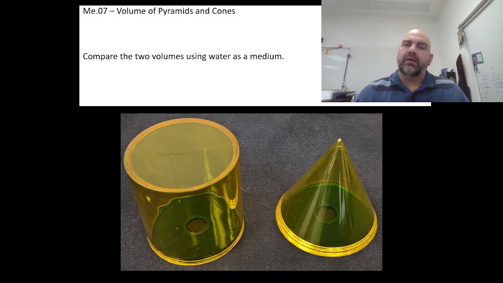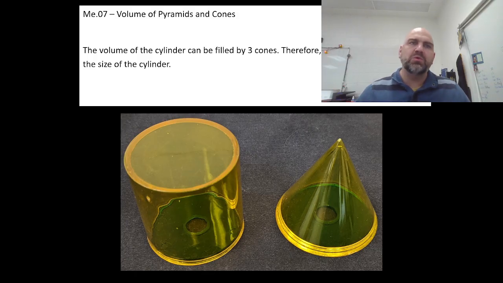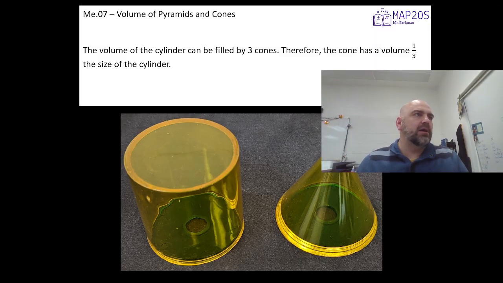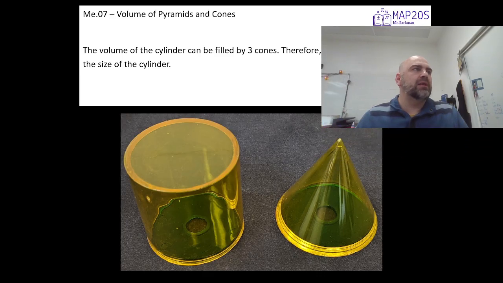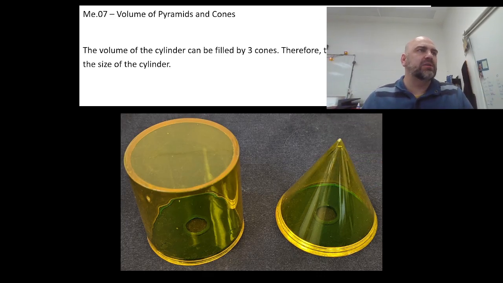size. If you've seen or been a part of me doing the one with the pyramid, you will probably guess that the cone is 1/3 the size of the cylinder. And you are right. That is in fact right. There's some words there behind my head. There you go. The cone has a volume that is 1/3 the size of the cylinder.